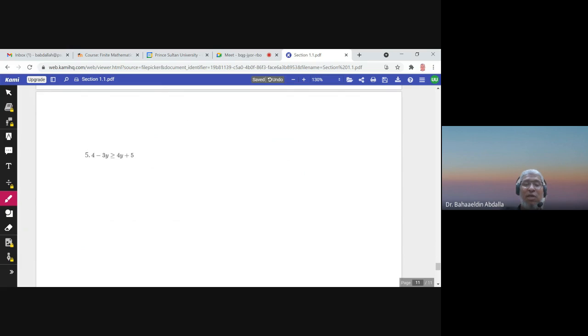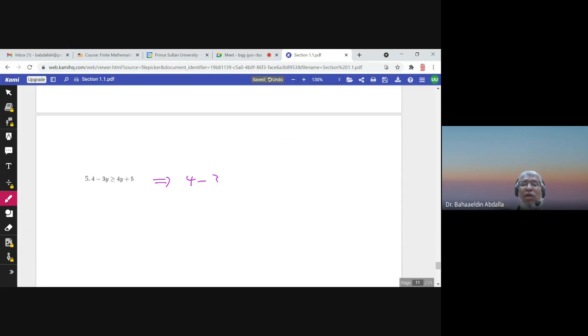I will do the last one. This would be the last example. I have -3y and 4y here. I want to get rid of the 4y on the right hand side, so I will subtract 4y from both sides. Then these two will be cancelled, and I will have 4 minus 7y greater than or equal to 5. Now I want to subtract 4 to get rid of the 4 here. I have -7y greater than or equal to 5 minus 4, which is 1.